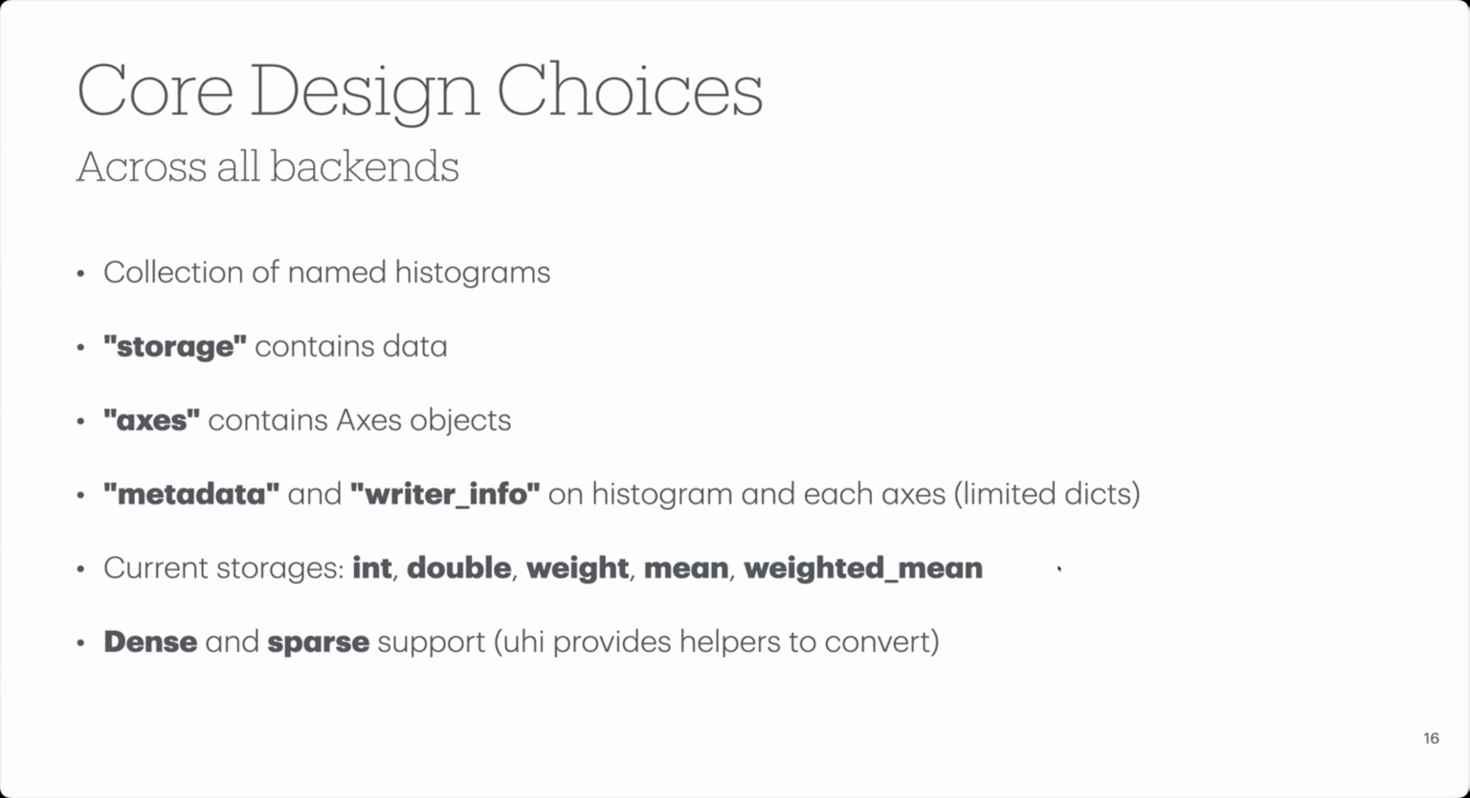And we have support for both dense and sparse histograms. Since boost-histogram itself does not support sparse histograms yet, at least the Python one doesn't, UHI does provide helpers to convert between dense and sparse. So you can still take your boost-histogram that was filled densely, but if it's mostly sparse, you can convert it to sparse before storing it and save your space. And UHI provides helpers for that.